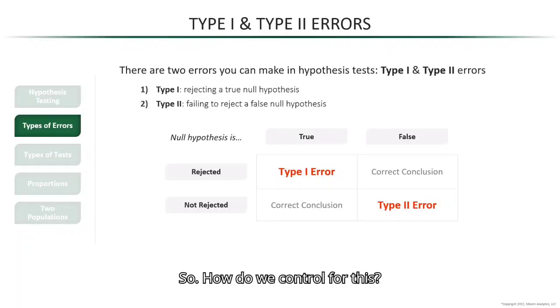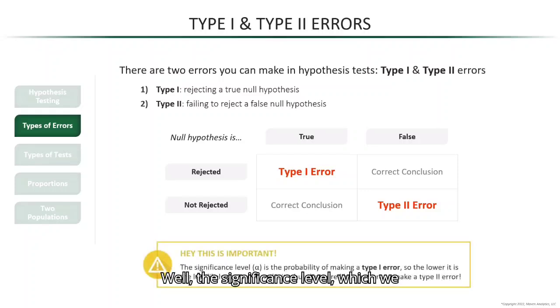So how do we control for this? Well, the significance level, which we know all about, is the probability of making a type 1 error. So the lower that you make it in your test, the less likely you are to make it. But inversely, the more likely you are to make a type 2 error. So there's always going to be a trade-off here. Fair enough. So which one is worse so I know how to protect myself against it?